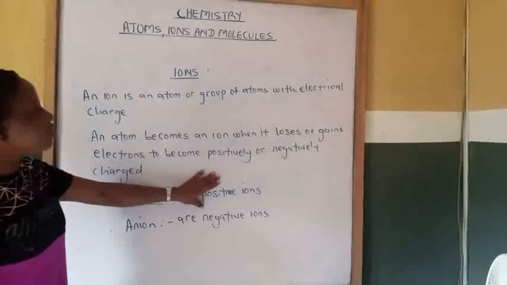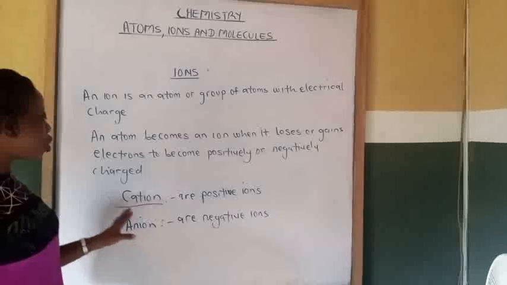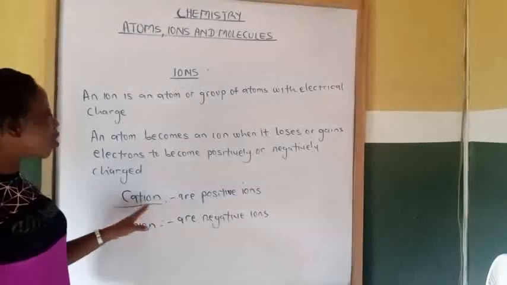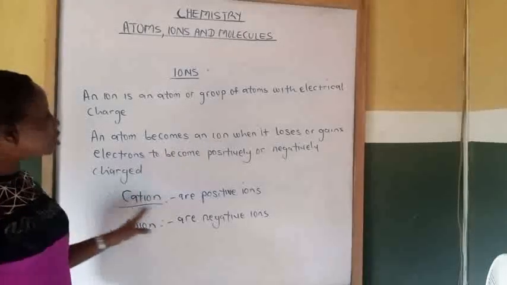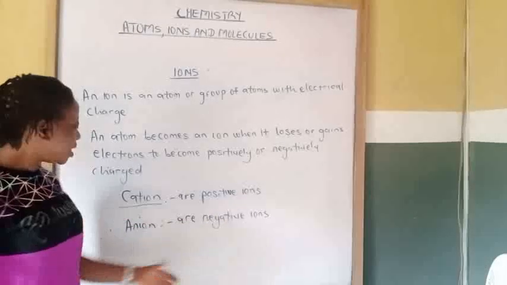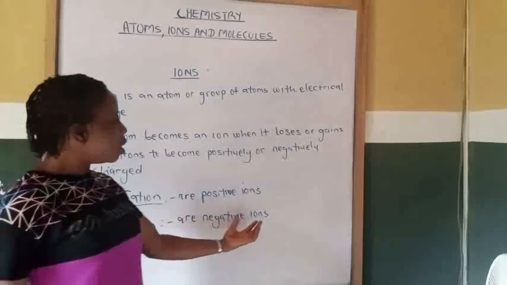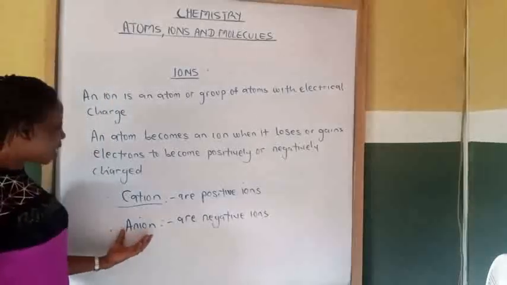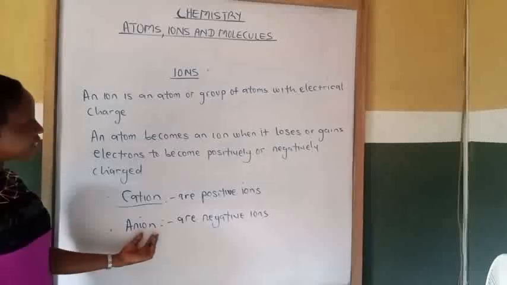So when an atom carries a positive charge, you call it a cation, a positive ion. When an ion carries a negative charge, you call it an anion, which is a negative ion.